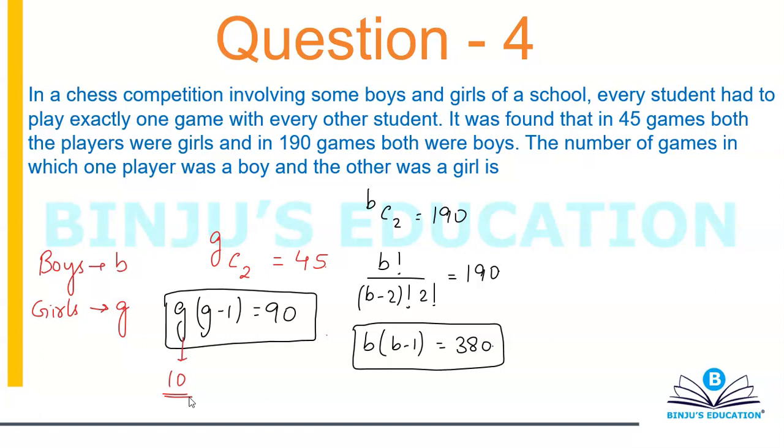Same thought process if we apply for B into (B minus 1): B will be 20 and B minus 1 will be 19. 20 into 19 is 380, which means the number of boys is 20. Now we are still not done. We have only solved the question till this part.